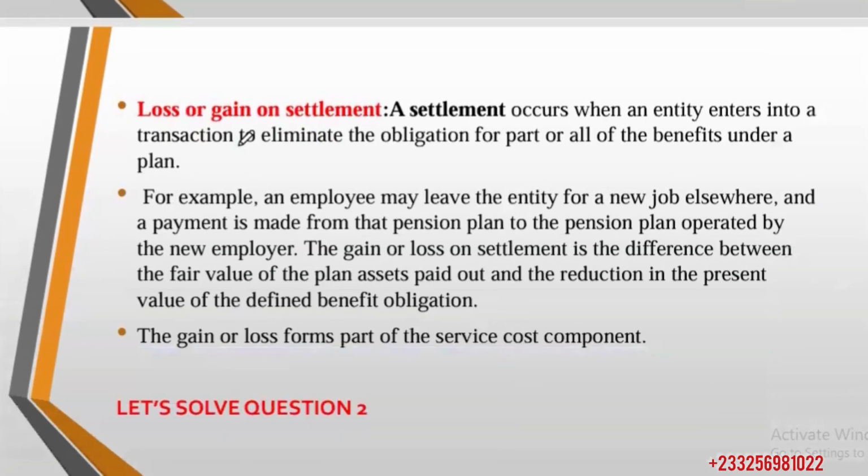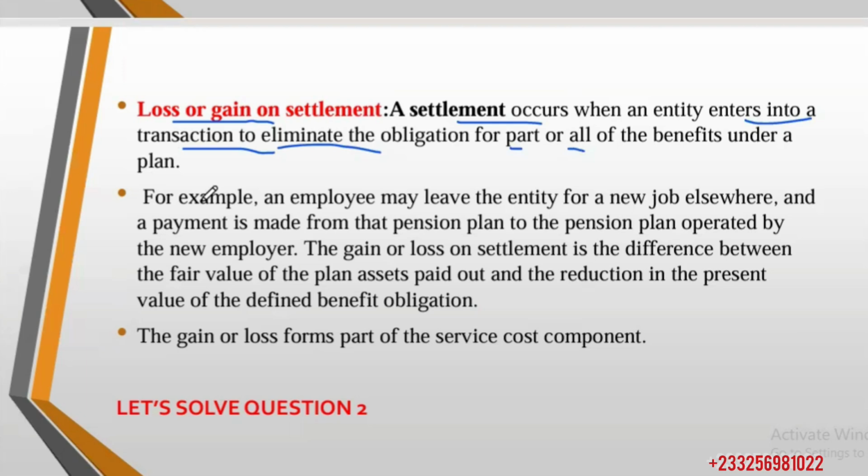Then the last part is loss or gain on settlement. That's the last component of the service cost. We look at the current service cost, the past service cost, and then we are looking at gain or loss on settlement. We've done this already, but let's look at it. It says a settlement occurs when an entity enters into a transaction to eliminate the obligation for part or all of the benefit under a plan. So it's an agreement or transaction to eliminate all or part of the obligation, right, of the benefit under a plan.